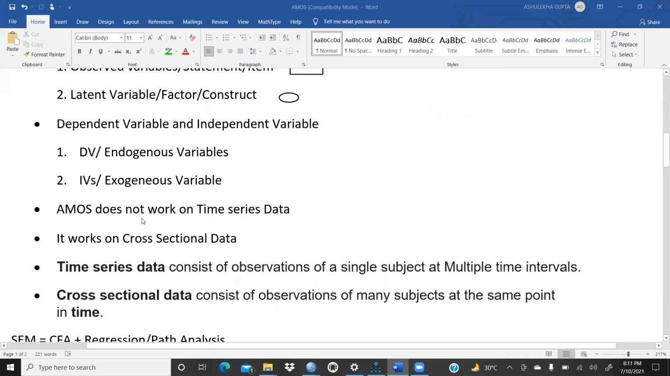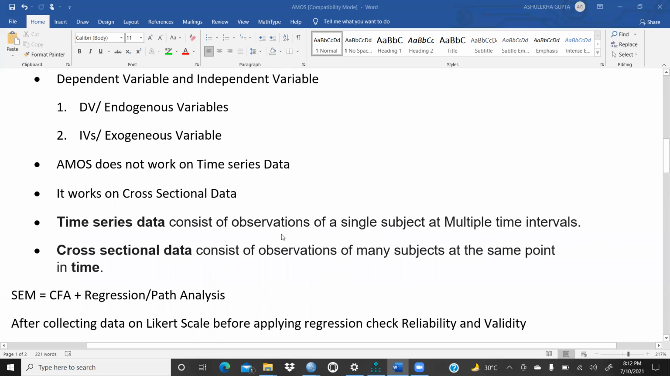Then, AMOS does not work on time series data. It always works on cross-sectional data. So what is the difference between time series data and cross-sectional data? Time series data consists of observations of a single subject at multiple time intervals. Let's say I am talking about FDI, I have taken FDI since 1991 till date, right? Or I can take it after 2000, I would like to collect the FDI inflow in our country. So I have collected data, that is time series data, right? Observation of a single subject at multiple times is known as time series data.